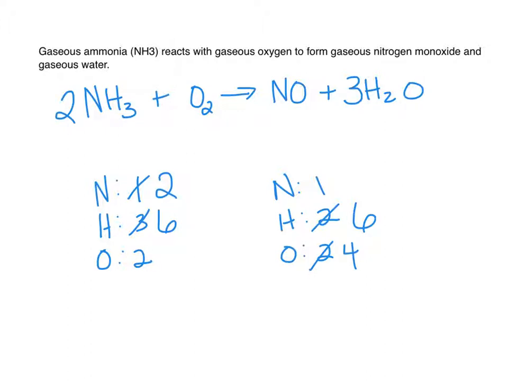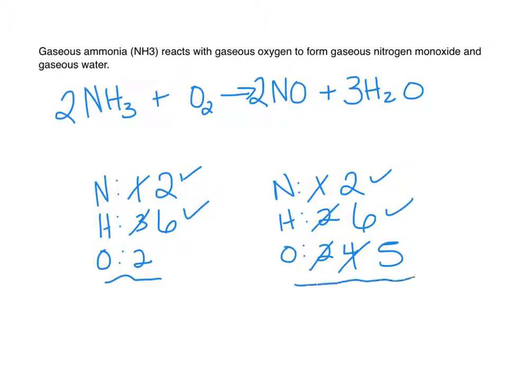So if I have 2 nitrogens on my left-hand side, I will want 2 nitrogens on my right-hand side. That again puts my oxygens out of balance. So now I have 2 oxygens here, 3 oxygens here, for a total of 5 oxygens. And you can see that my nitrogens are now balanced, my hydrogens are balanced, and now it's just my oxygens out of balance. So I have 5 oxygens on the right-hand side, and I just have 2 oxygens on the left-hand side.